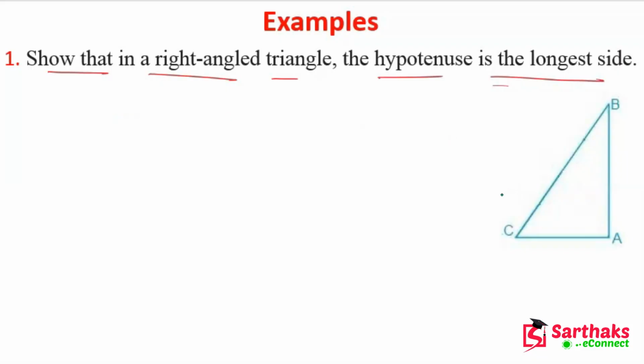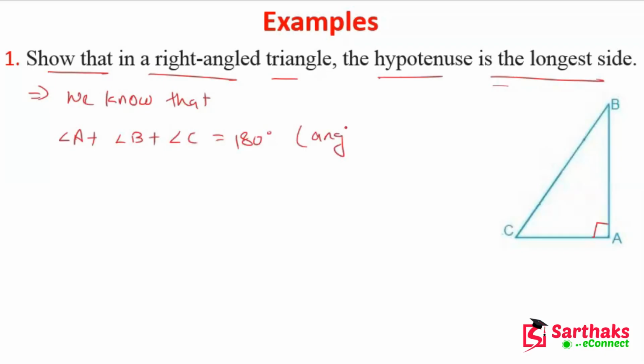ABC is a right angle triangle, right angled at A. Here is the 90-degree angle. So we know that angle A plus angle B plus angle C is equal to 180 degrees by the angle sum property.